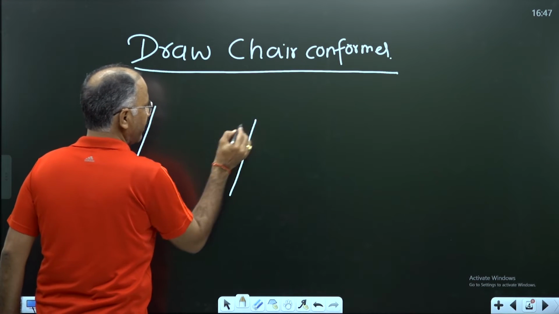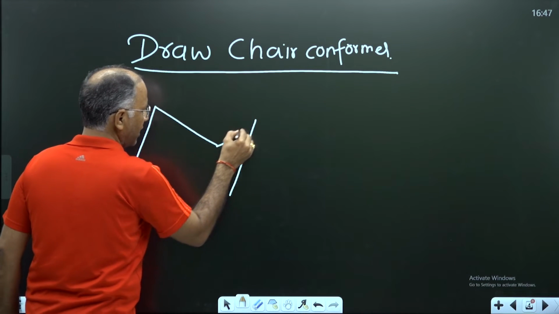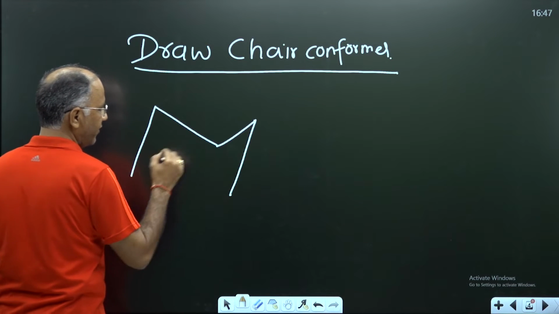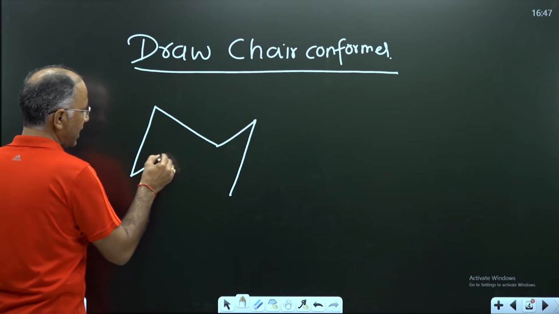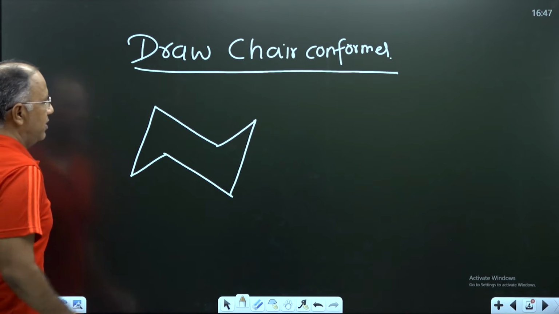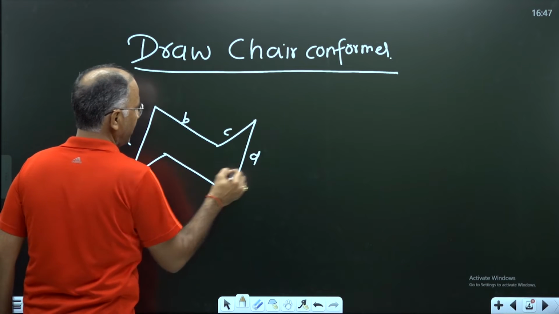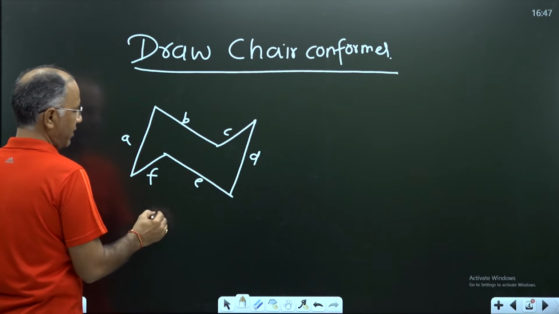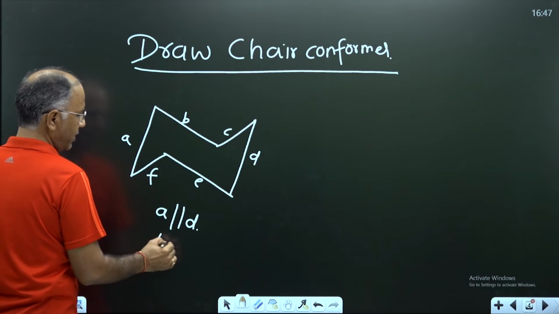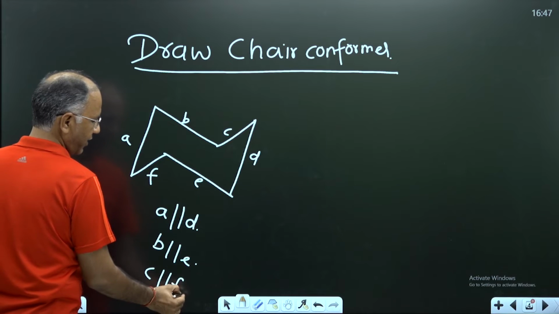The top end is connected by a V, in which LHS is greater than RHS, and the bottom end is connected by an inverted V, in which LHS is less than RHS. This means this side is A, B, C, D, E and F. Means A is parallel to D, B is parallel to E and C is parallel to F.